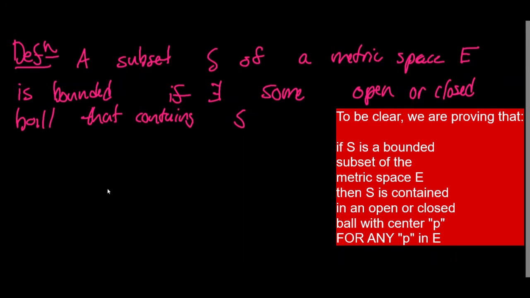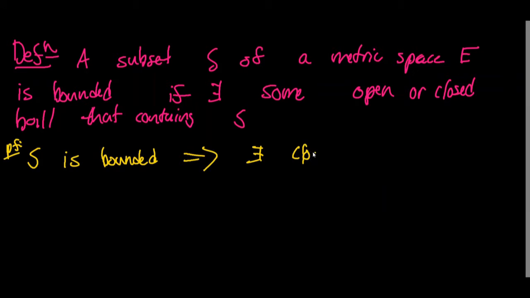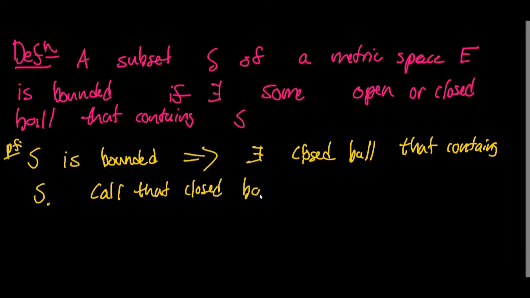Okay, so we know that since S is bounded, that implies that there exists an open ball or closed ball, so we'll just say closed ball, that contains S. And we'll call that closed ball B, and it has center, say, P naught, and it has radius R.